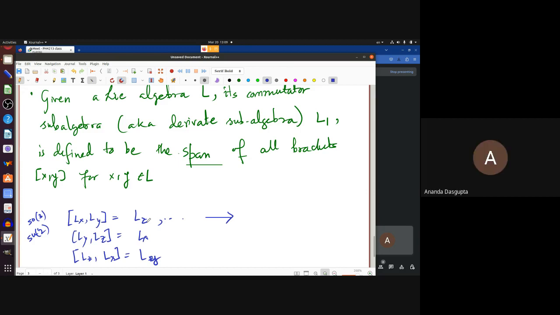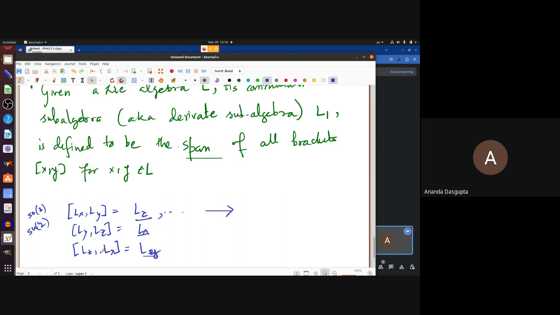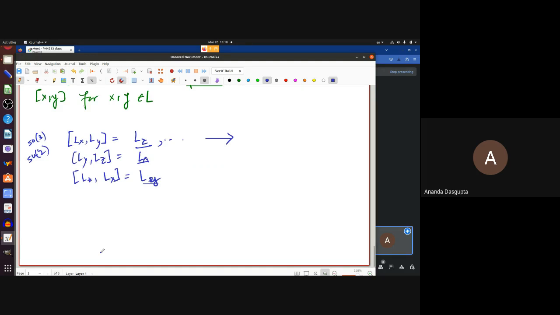So for SU2, the commutator subalgebra is SU2. Okay, nothing new. Clear? Because all elements of SU2 can simply be found as commutators of some elements of SU2. That's pretty easy to see, because you can get the basis vectors Lx, Ly, Lz back by taking commutators. So this doesn't give you something very interesting as a commutator subalgebra.